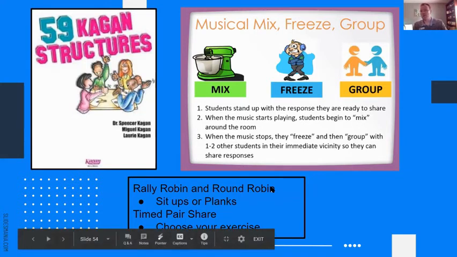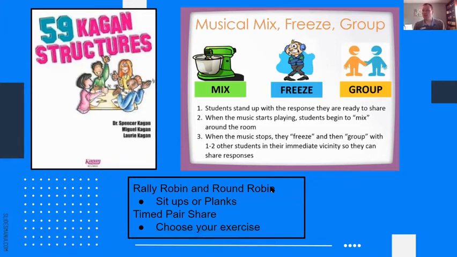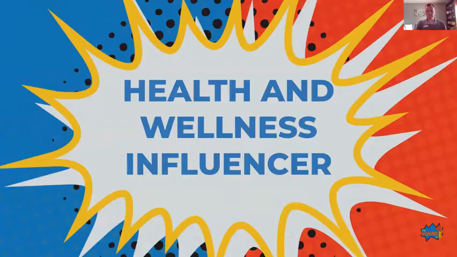Another fun one would be if you got in groups of 3 or 4 and each time it was your turn to share, you did the sit up to share. So I crunch, or I get in the sit up position, I share my answer, and then I lay back down, and we're going around the group that way. Lots of fun things that you can do with Kagan and movement.